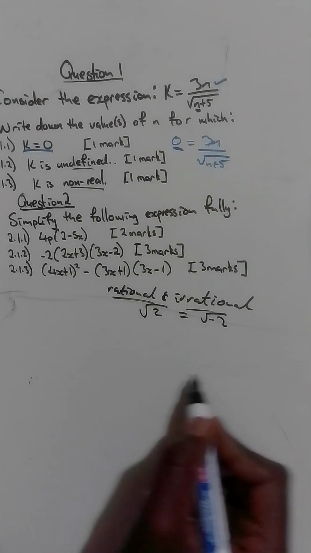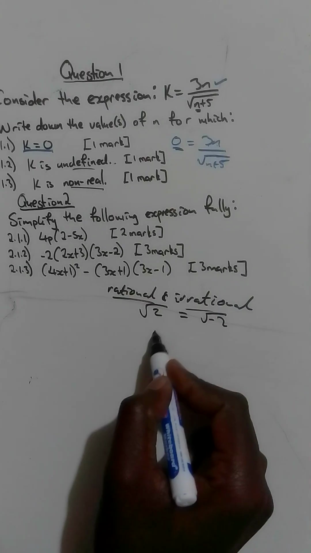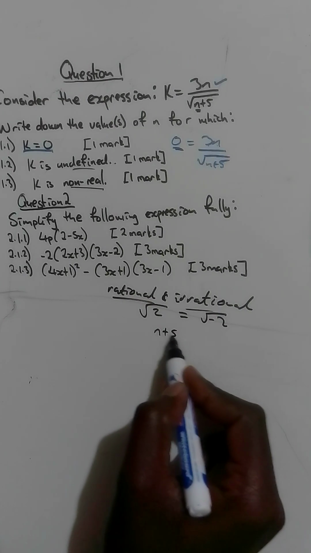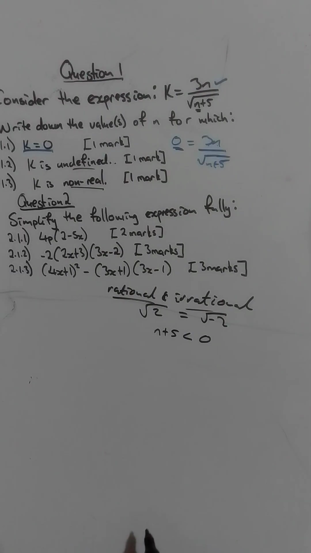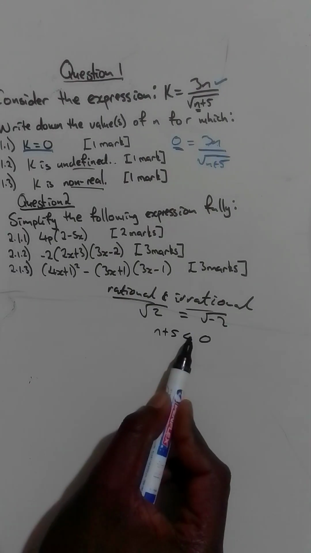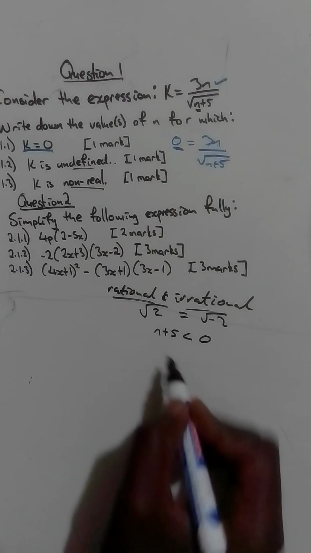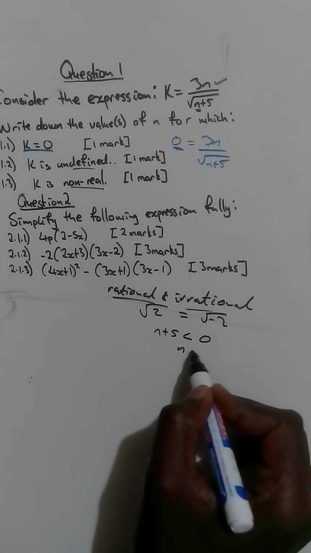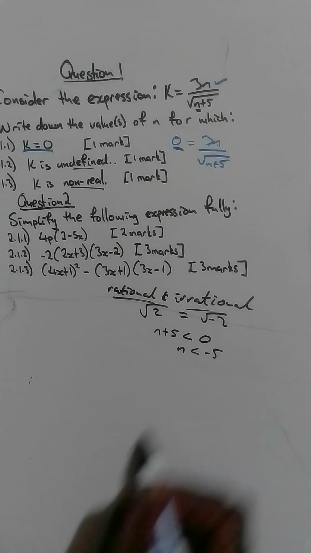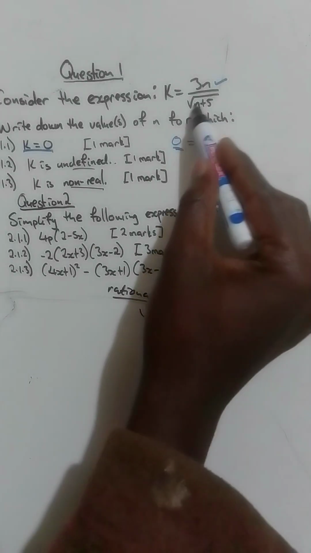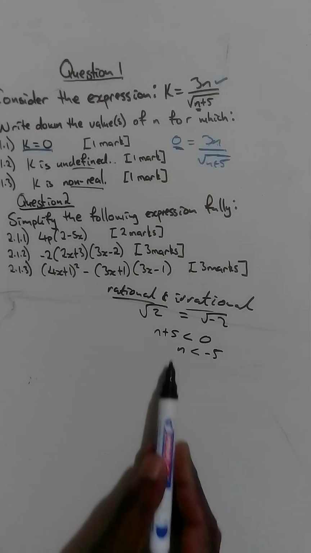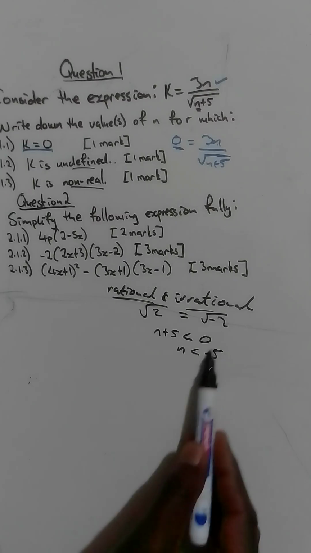So this is what I do. Now I say n plus 5 is less than 0, right? Now, remember, under your inequalities, if I say n and I transpose this 5, it becomes negative 5. Now we are being told that the values that will make this particular square root non-real will be the values which are less than negative 5.